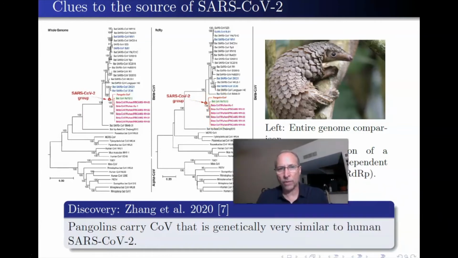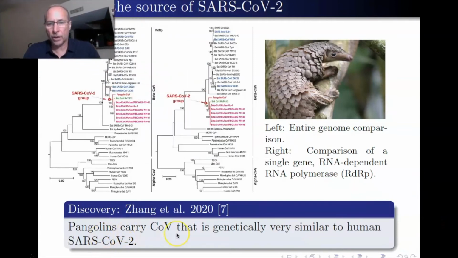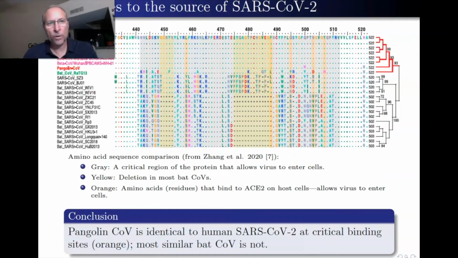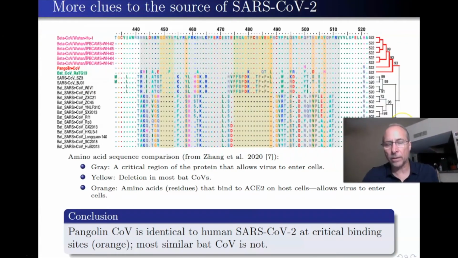It appears, anyway, from this analysis, that pangolins carry a coronavirus that is genetically very, very similar to SARS-CoV-2 and this particular bat SARS. Now, that indicates that we should be looking carefully at these pangolins, and at the disease that infects pangolins.